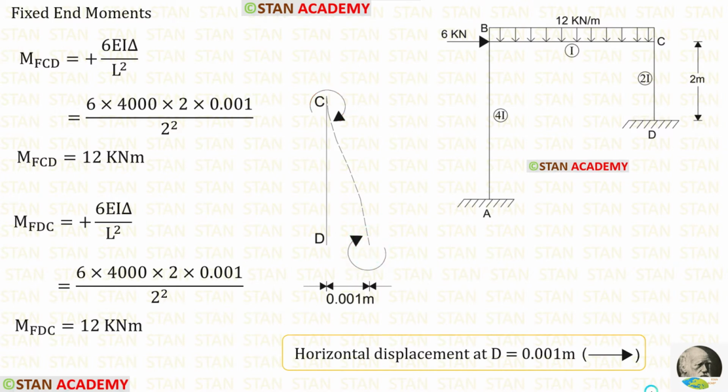Let us apply the values inside the formulas. Length of the column CD is 2 meter. Delta is 0.001 meter. The moment of inertia for the column CD is 2I. So we have to multiply the EI value with 2. After the calculation, we are getting M of CD and M of DC.